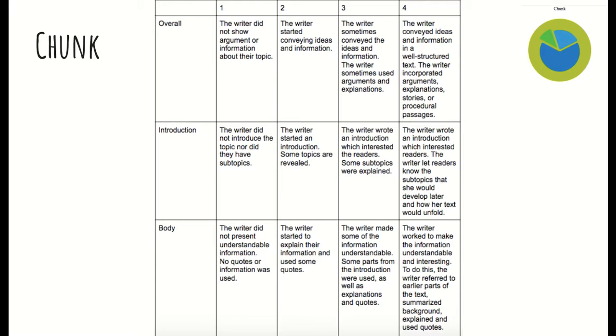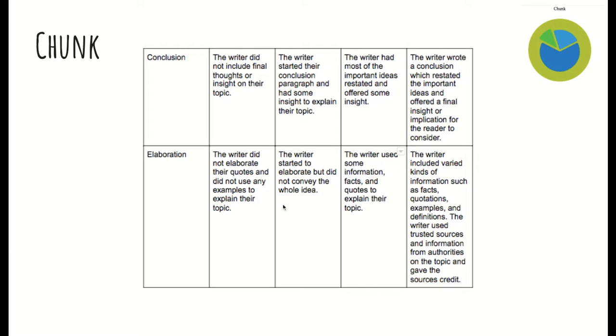Lastly, for the body, the writer worked to make the information understandable and interesting. To do this, the writer referred to earlier parts of the text, summarized background, explained, and used quotes. For our conclusion, number 1, the writer did not introduce final thoughts or insight on their topic. Lastly, for the elaboration on number 1, the writer did not elaborate their quotes and did not use any examples to explain their topic.